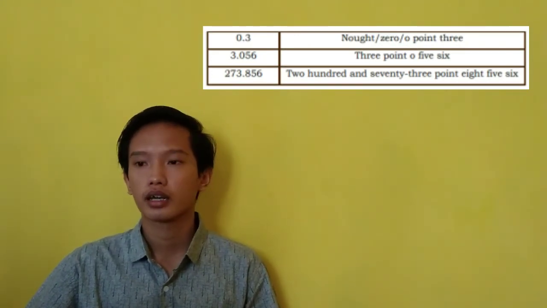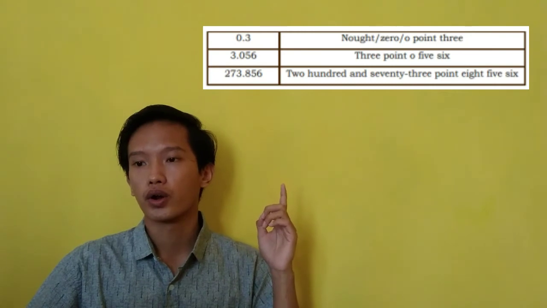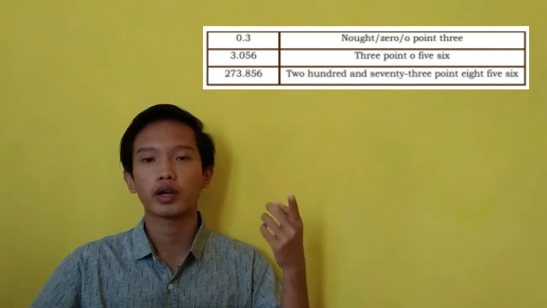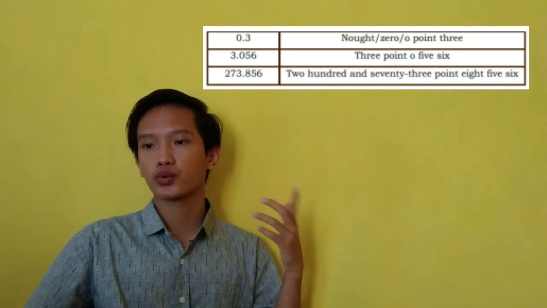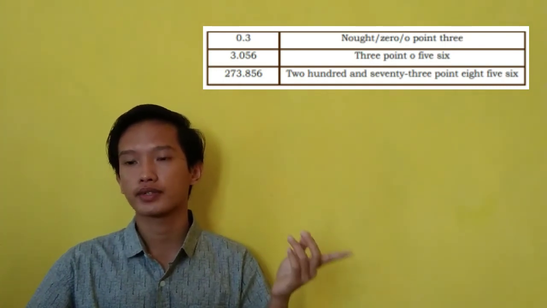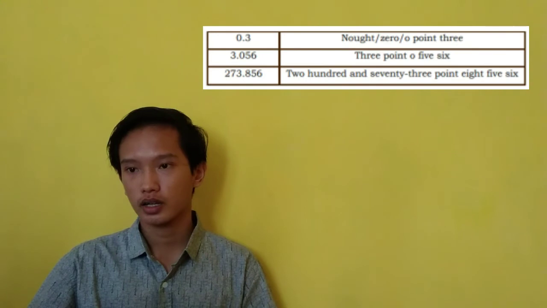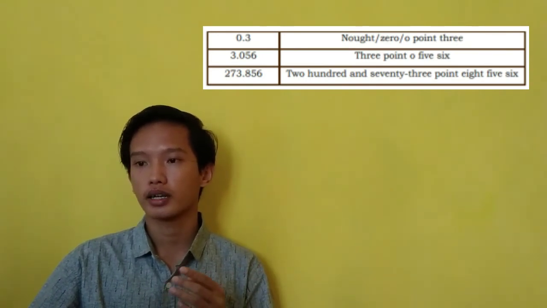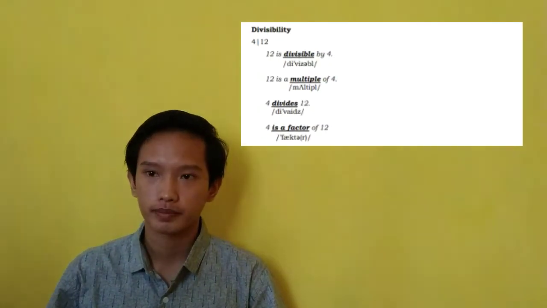We can say 0.3, and then 3.056, and then 273.856, and we are going to divisibility.